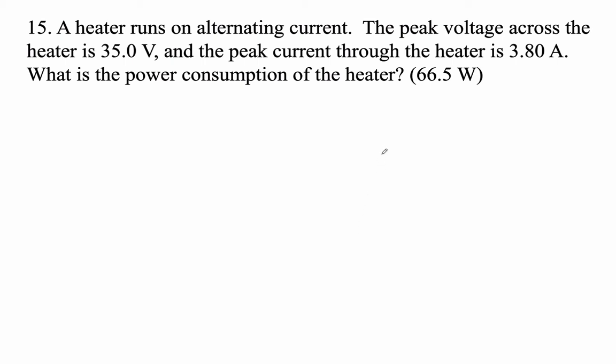Okay, a heater runs on alternating current. The peak voltage, V peak, is 35.0 volts. The peak current is 3.80 amps. What is the power consumption of the heater? When they say power consumption, they don't mean the peak power consumption. They mean the average power consumption, right?